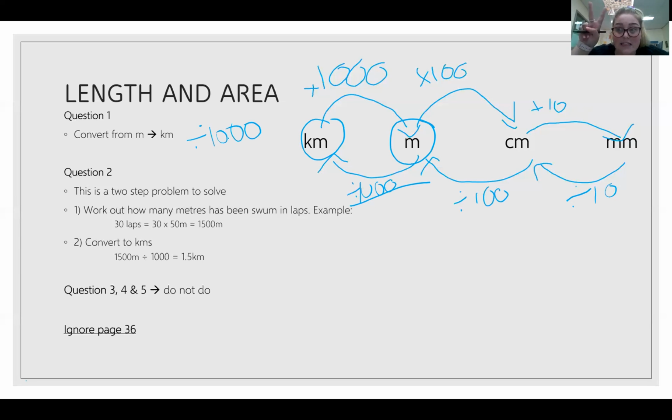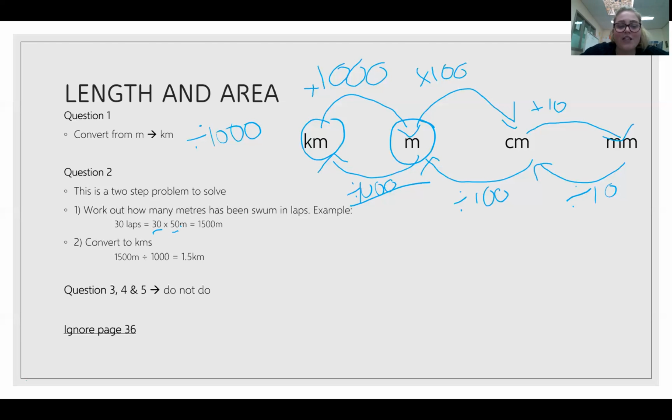Question 2 is a two-step problem to solve. So question 2 is looking at a person who likes to swim. He swims in a 50-meter swimming pool, and he swims 30 laps, or 50 laps, or 10 laps. So we need to work out how many meters he swims, because he's swimming in a meter pool. So step 1, if he's done 30 laps, you need to times 30 by 50 meters. Why 50 meters? Because it's a 50-meter length of a swimming pool.